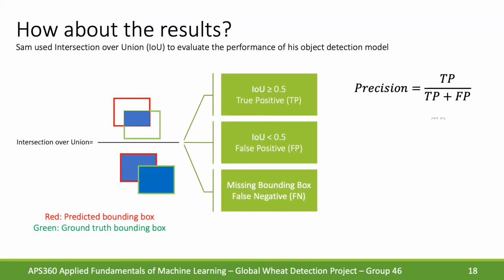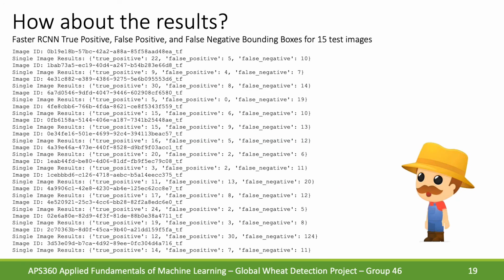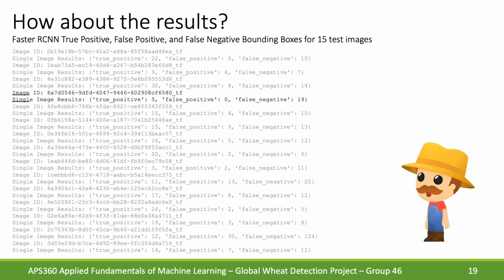To evaluate the performance of his models, Sam calculated the intersection over union of the predicted and ground truth bounding boxes. Boxes with IOU greater than or equal to 0.5 are true positive boxes. Those smaller than 0.5 are false positive, and missing boxes are false negative. For each image, Sam calculated the precision and recall. The higher those values, the better the model. He picked 15 images from the test set and counted the number of true positive and false negative boxes predicted by Faster RCNN. It seemed that there was a problem with one of those images.